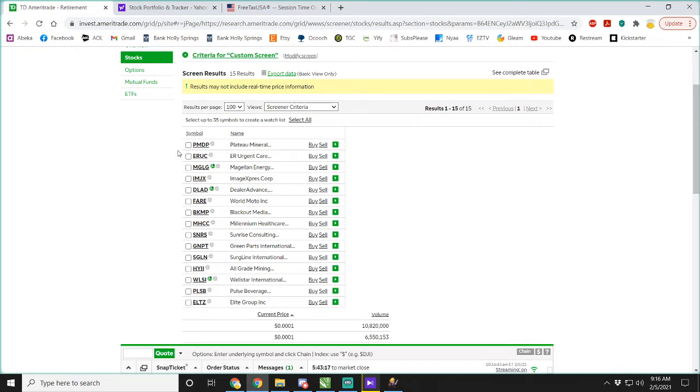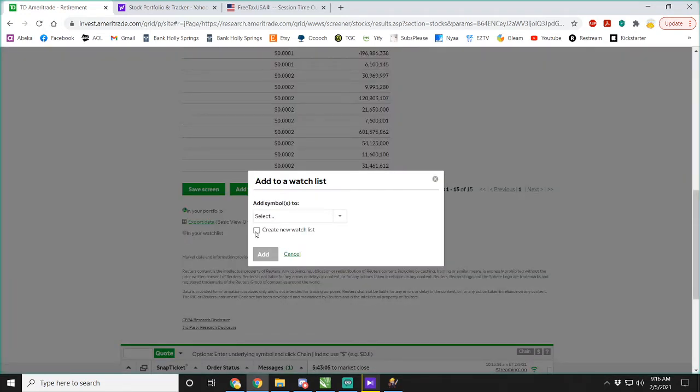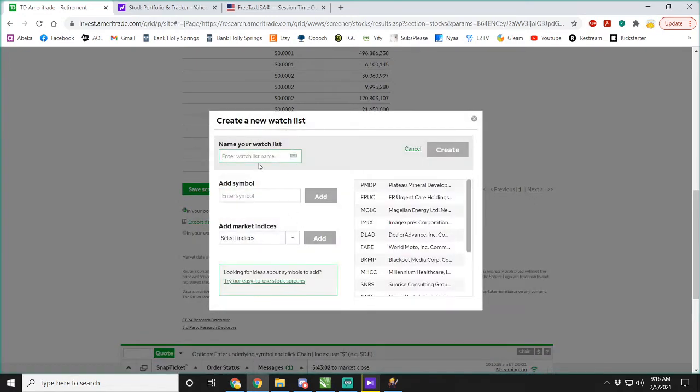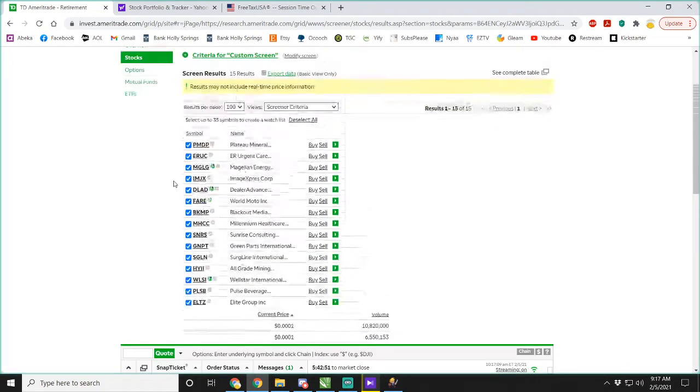So what I'm going to do is add all of these by selecting all, scrolling down, and hitting Add to Watch List. I'm going to create a new watch list, and we're going to call it the Lottery 5K. We create it, and now we're good. For this system, you will check this screener every single day, and any stock that has not been added to your watch list, you will check next to it and add them individually.